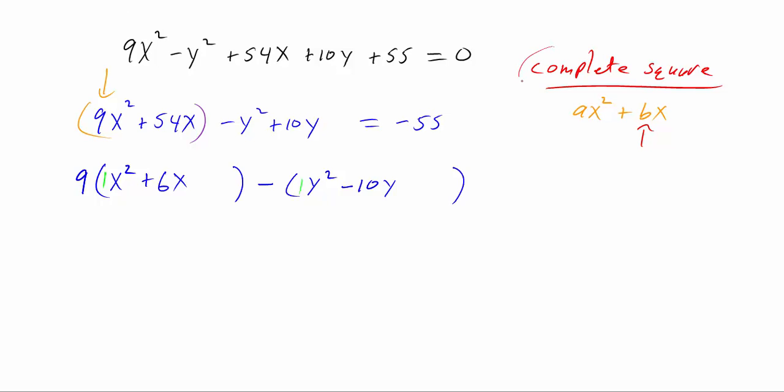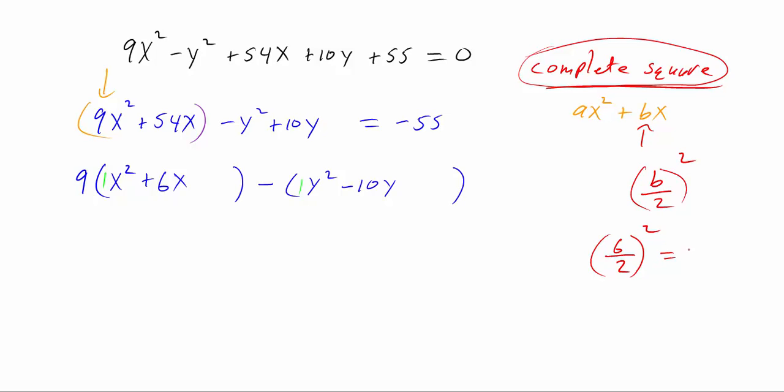So now if we want to continue with completing the square, we're going to take the b value, which is the coefficient of the x, and we're going to divide that by 2. So for us over here, that means we're going to take 6, divide that by 2, and then we're going to take that quantity and square it. So if I take 6 divided by 2, which would be 3, and then 3 squared would be equal to 9. So we're going to add on a 9 here.